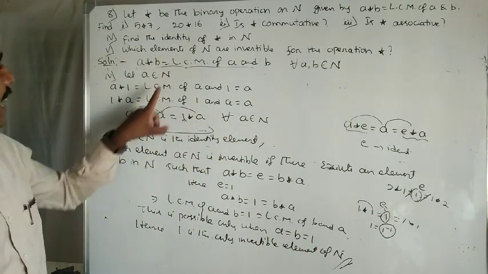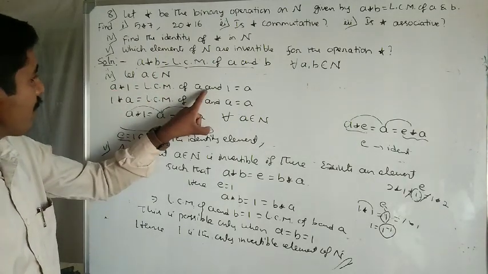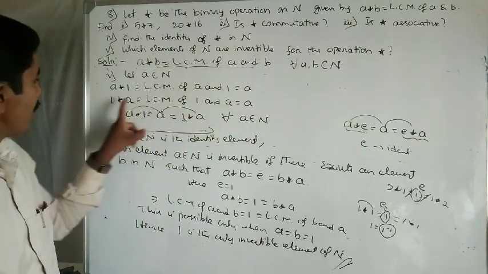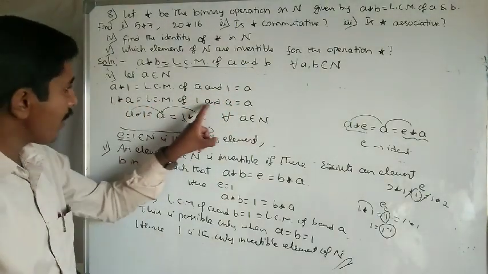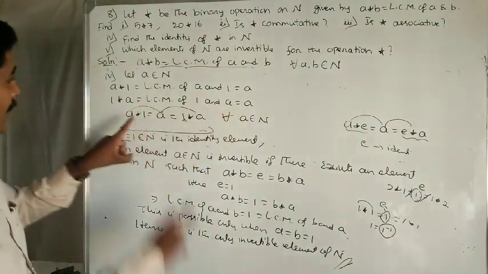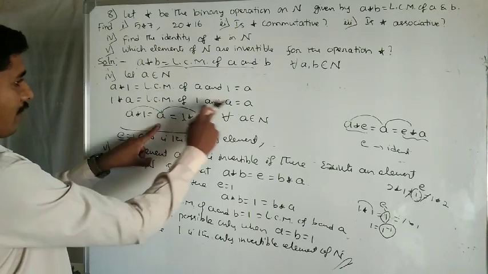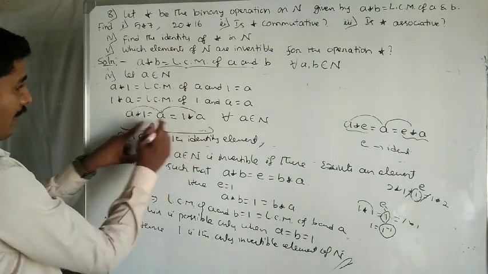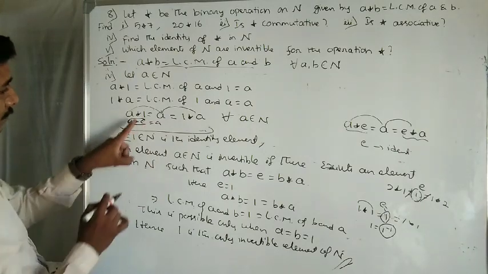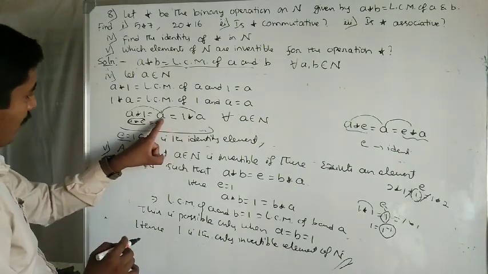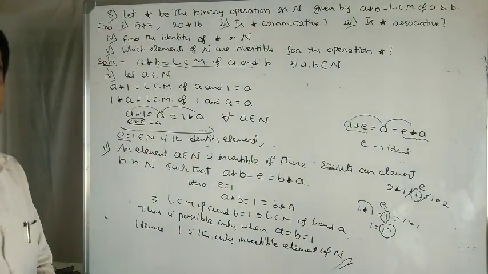Fourth one, find the identity. A star 1, the LCM of A and 1, equals A. 1 star A, the LCM of 1 and A, equals A. Got it? A star 1 equals A, and 1 star A equals A. Clearly, this is the identity element. 1 star A equals A means E equals 1. It is the identity element.